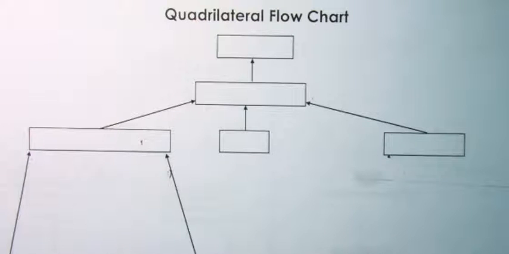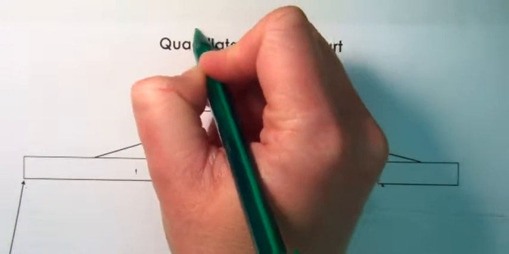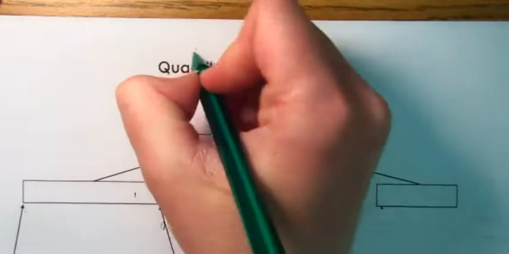SOL 6.13 was about quadrilaterals. And if you remember, quadrilaterals have 4 sides. So I'm just going to, up here beside quadrilateral, somewhere put that they have 4 sides.